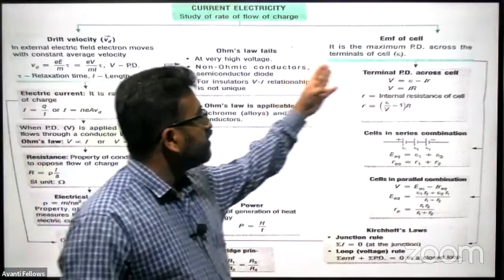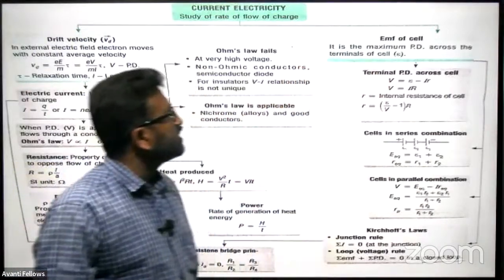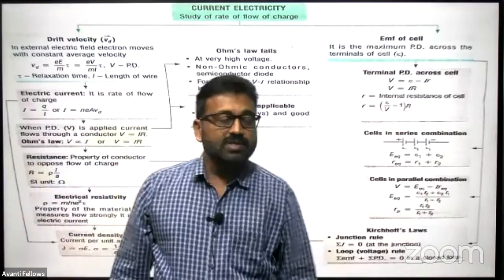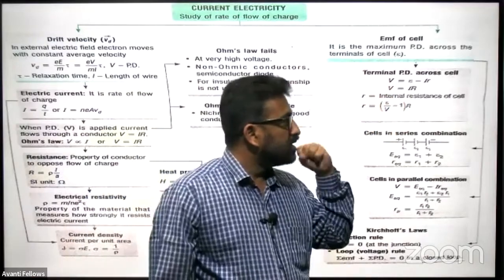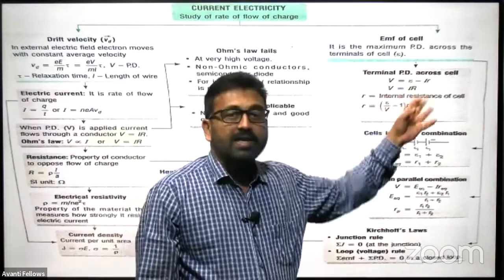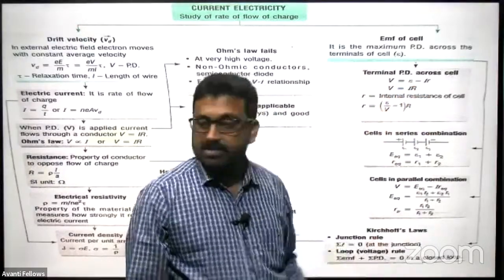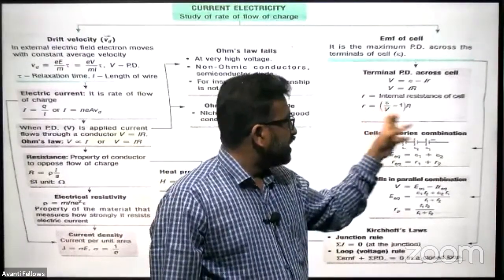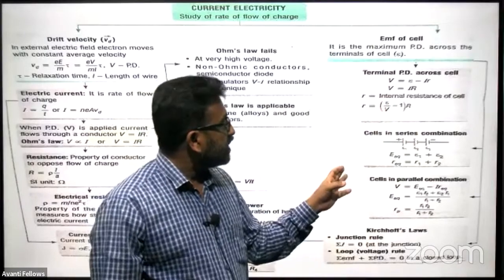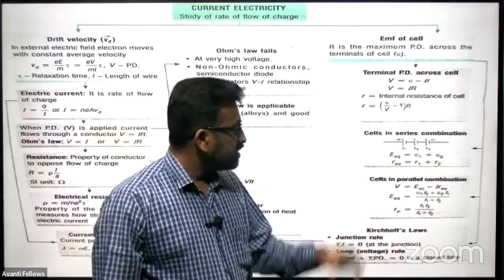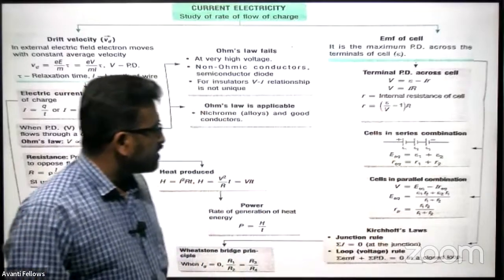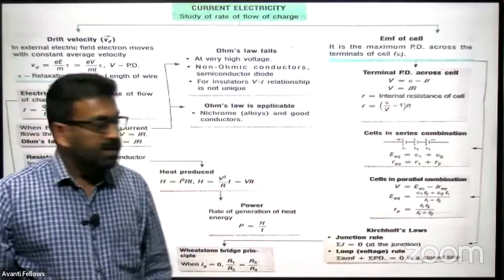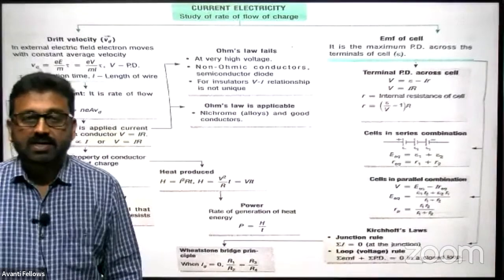Then the EMF of the cells, that is the maximum potential difference across the terminals of a cell. Then the terminal potential difference and the relation between the terminal potential difference and the EMF: V, the terminal potential difference, equals EMF minus the product of I and R, where R is the internal resistance. And here we make a relation for the internal resistance, (E/V minus 1) multiplied by R. Then cells in series combination and cells in parallel combination. And the last one, Kirchhoff's rules, the junction rule as well as the loop rule. So this is the abstract of what we have discussed in the morning.